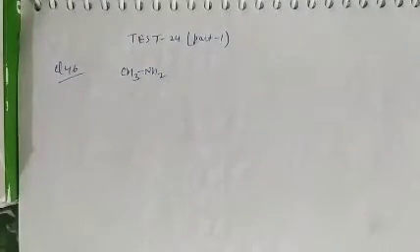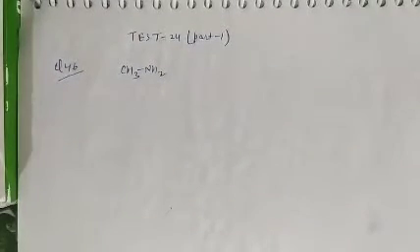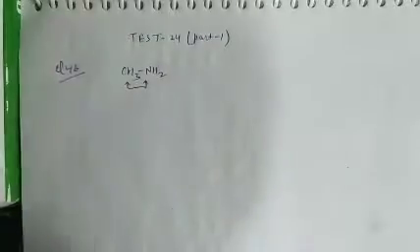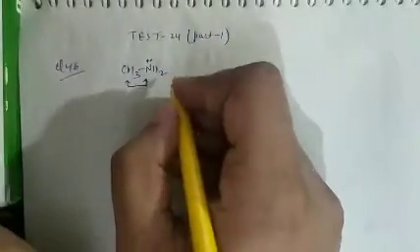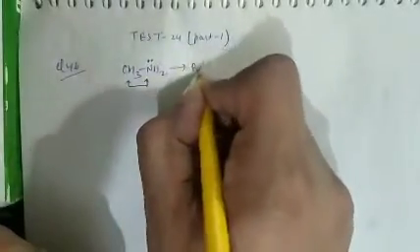See question number 46. In question number 46, what is given? The solution of methylamine. This compound is methylamine. As we know, methylamine is CH3NH2. So basically, due to the lone pair of electrons on the nitrogen atom, it is basic in nature.